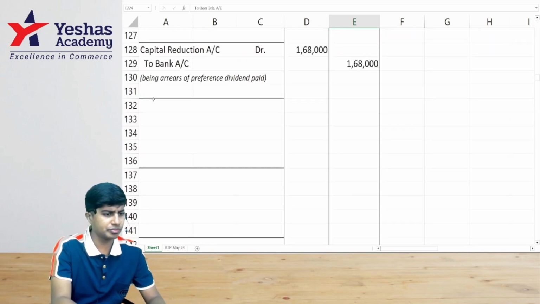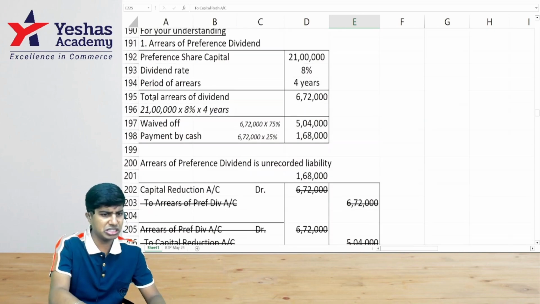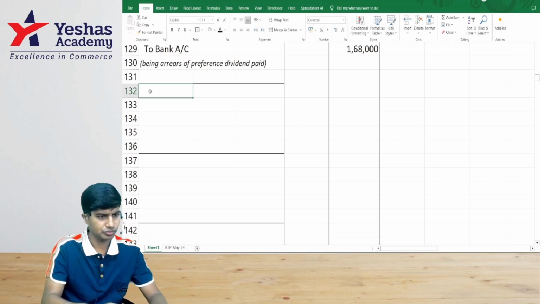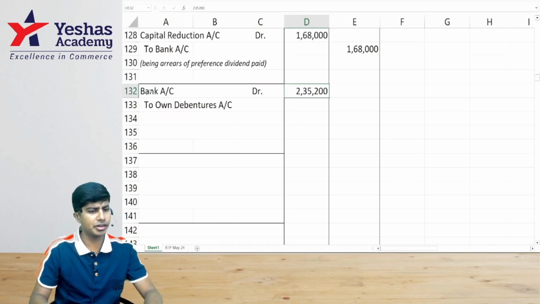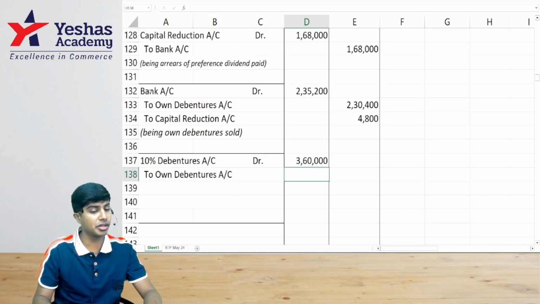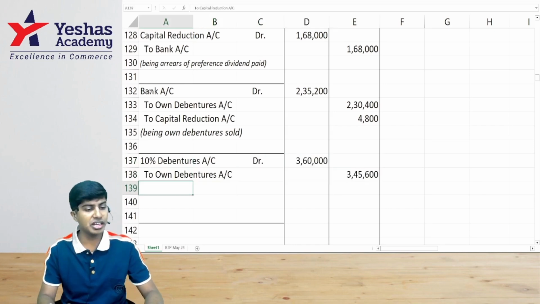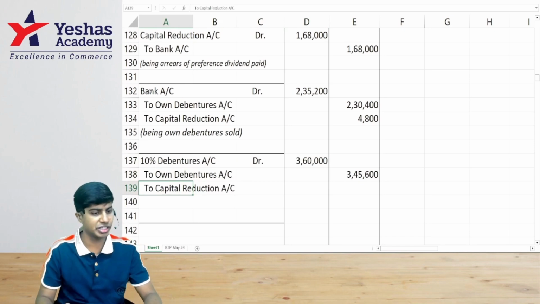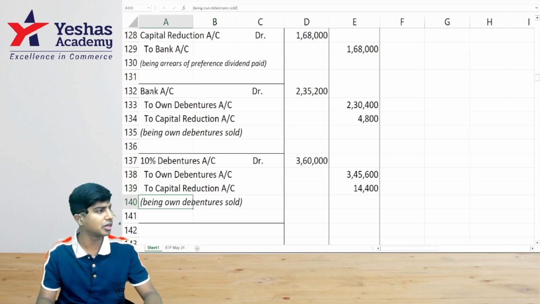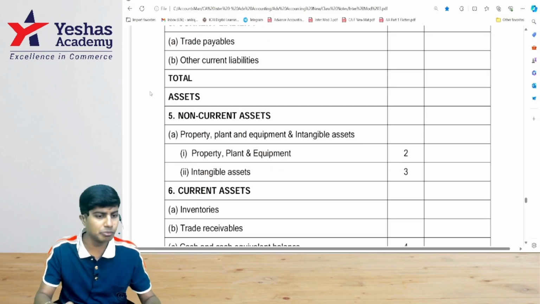Observe here. This entry will appear the same. Bank account debit to own debentures to capital reduction. This is sale of own debentures. And cancellation is there, no? 10% debentures account debit to own debentures. 3 lakh 60 is the nominal value of debentures decreasing. 345,600 is own debentures decreasing. The difference is capital reduction of 14,400. Done. Come to the next adjustment.